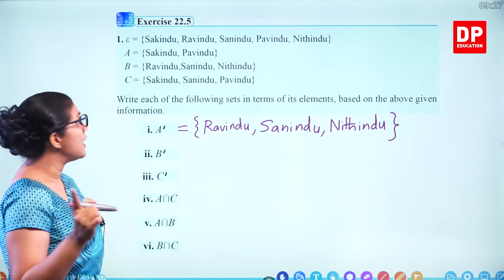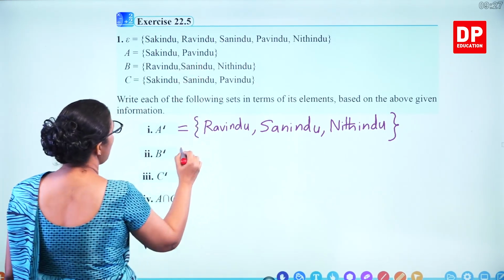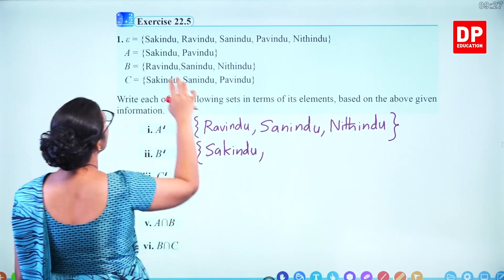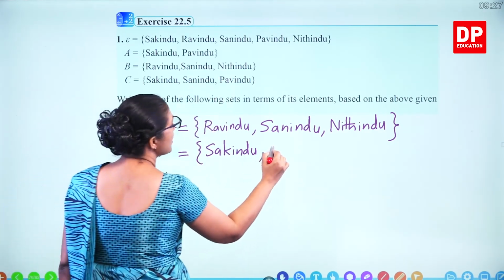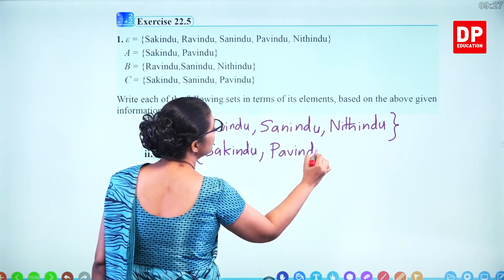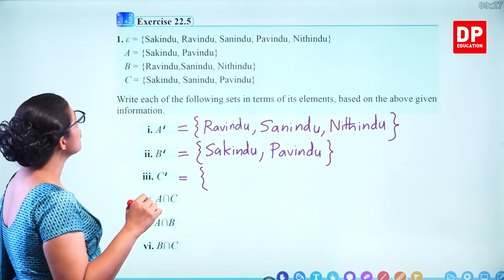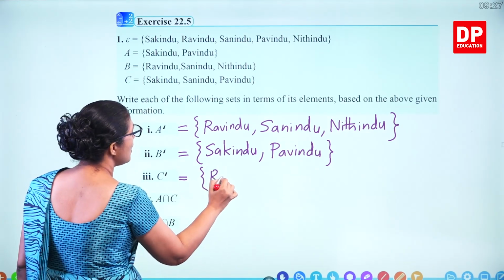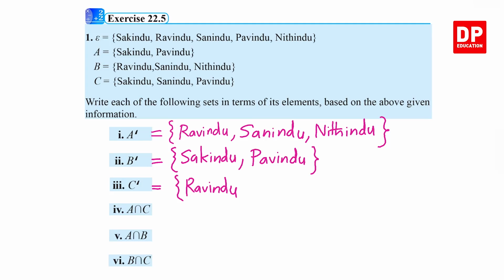B dash, not B: not Ravindu, not Sanindu and not Mithindu. So it can be Sakindu, then Ravindu, Sanindu, Pavindu you can take. C dash, not belonging to C. Sakindu you can't take, Sanindu you can't take, Pavindu. So Mithindu.